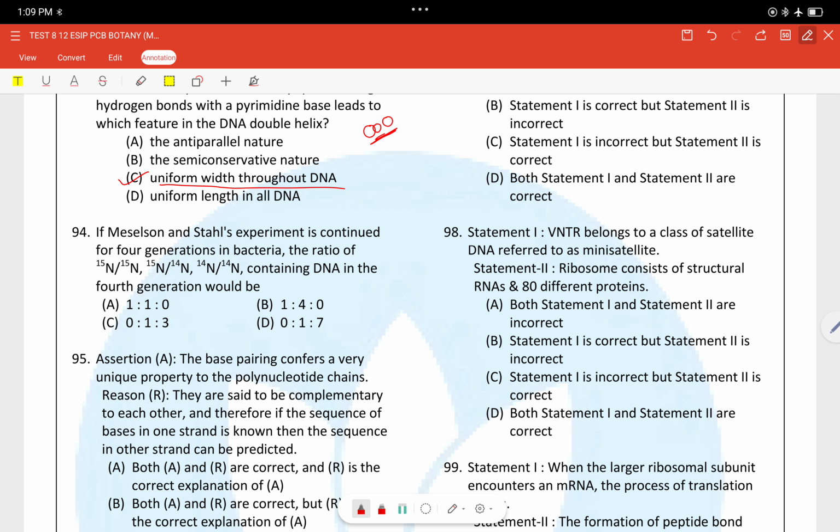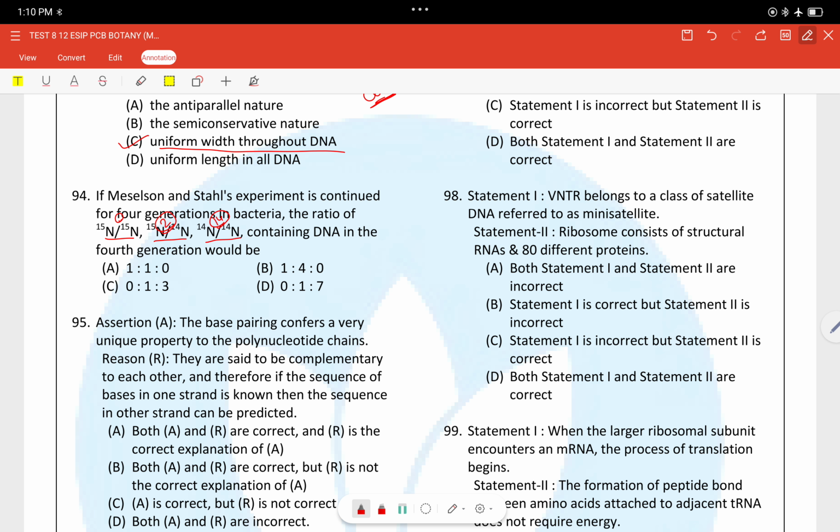In the Meselson and Stahl experiment, suppose it is continued for 4 generations in bacteria. The ratio of heavy nitrogen DNA will be 0 after 4 generations. In any generation, DNA with completely heavy nitrogen is 0. Hybrid is always 2, and the rest is light. After 4 generations, how many DNA are there? 2, 4, 8 and 16. Out of 16, 2 are hybrid, then 14 will be light. So the ratio will be 0, 1 and 7.